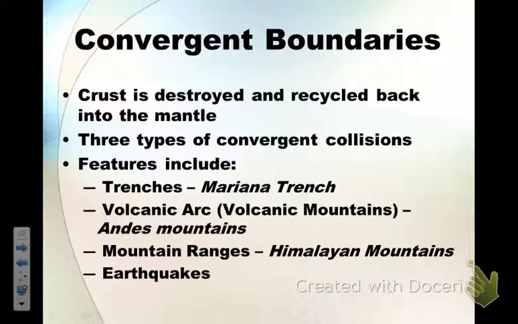There are 3 types of convergent collisions. There are trenches, volcanic arcs, and mountain ranges. This isn't going to be a land feature, but it can cause earthquakes. Some volcanic arcs are going to be like the Andes Mountains, and the mountain ranges are such as the Himalayan mountains.